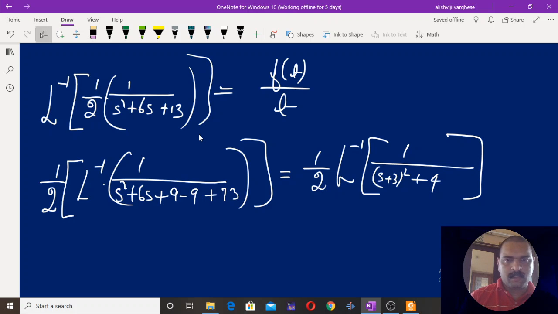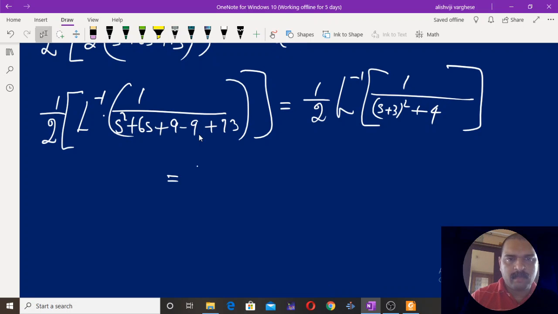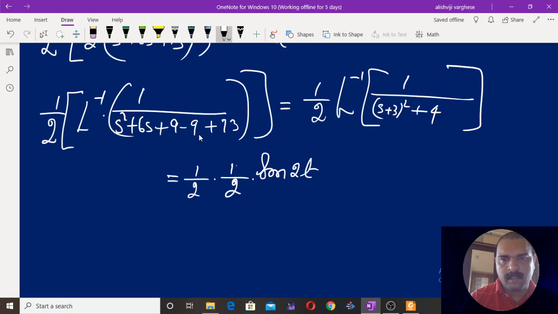Now this is a form for which we can have the inverse Laplace transform. 1 by s square plus a square is the Laplace transform of the form 1 by a into sine at, and here it is 1 by 2 into sine 2t into e raised to minus 3t. That is by the shifting theorem.